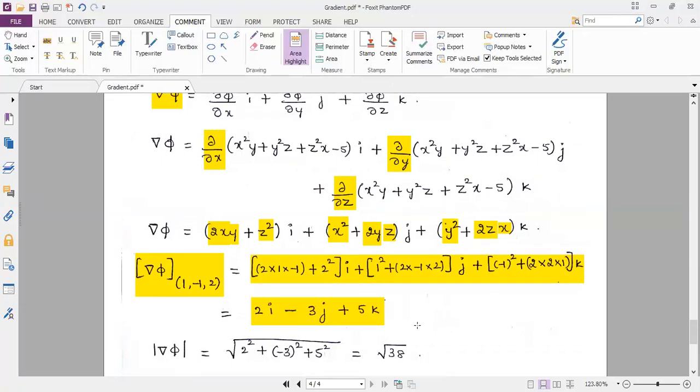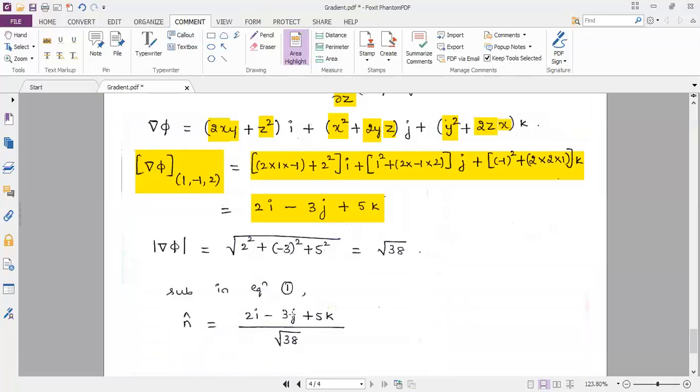Now we find magnitude of grad phi. Magnitude of grad phi is given by the square root of the sum of the squares of the components. So i component is 2, that's why 2 square. J component is -3, so (-3) whole square. K component is 5, so 5 square. Under the root, we get 38.